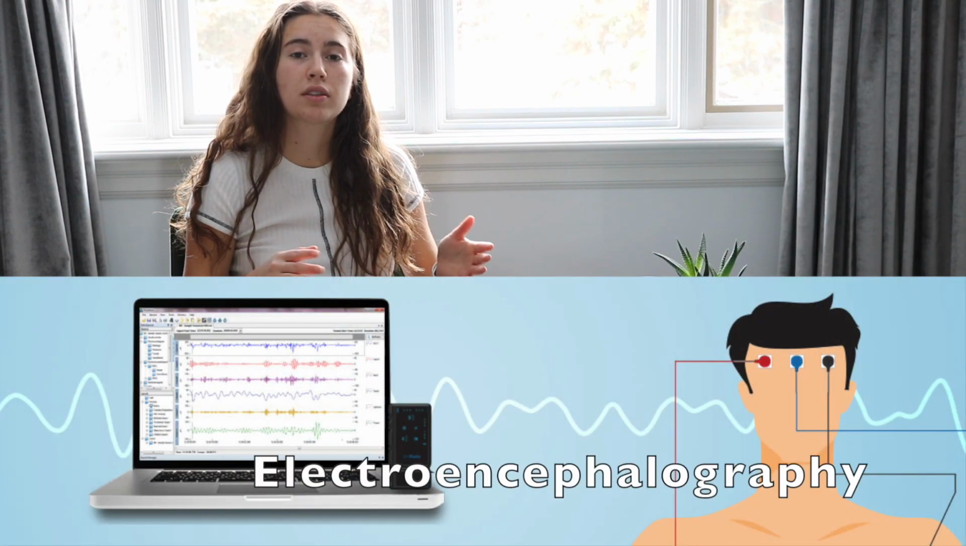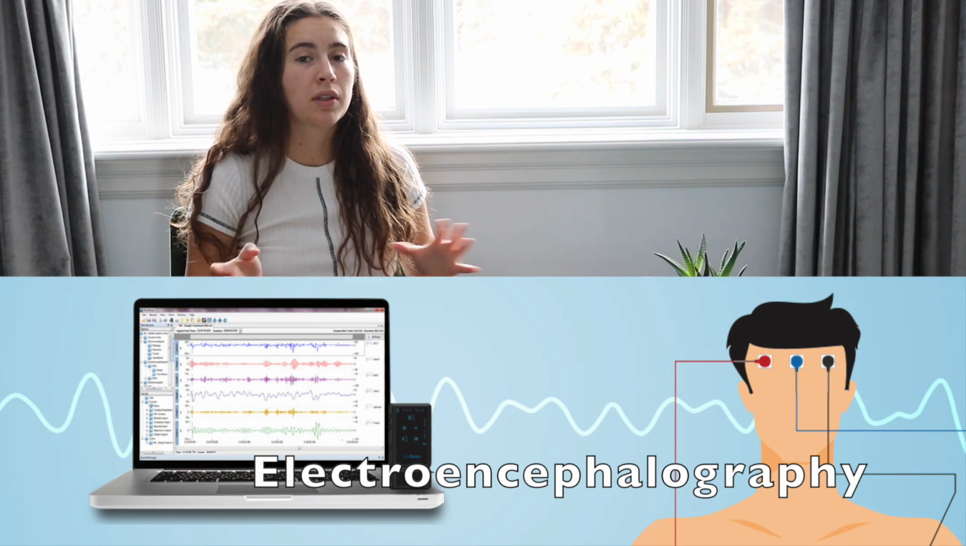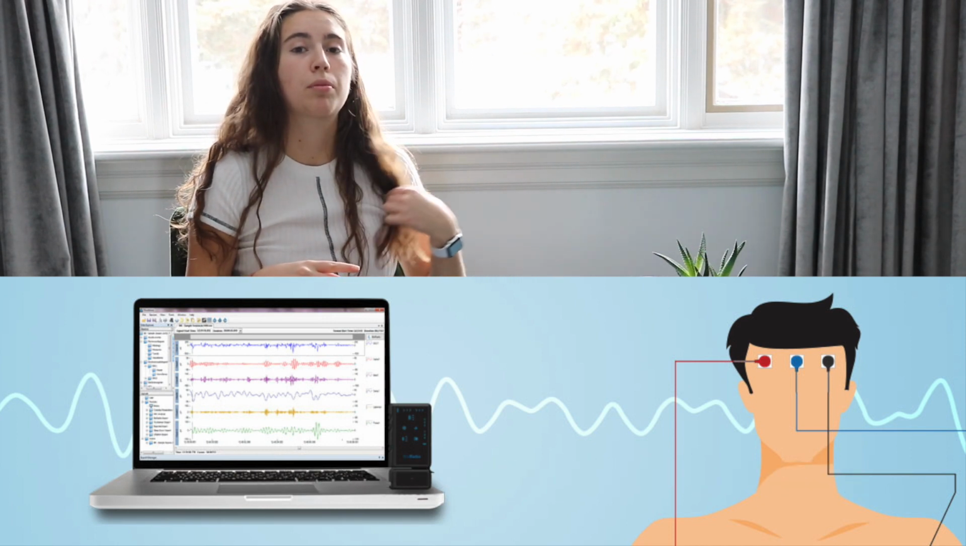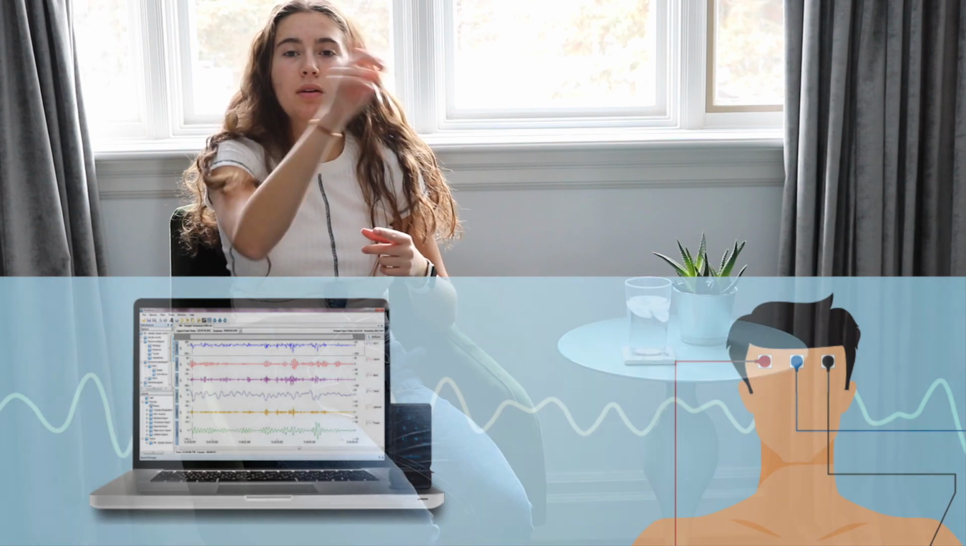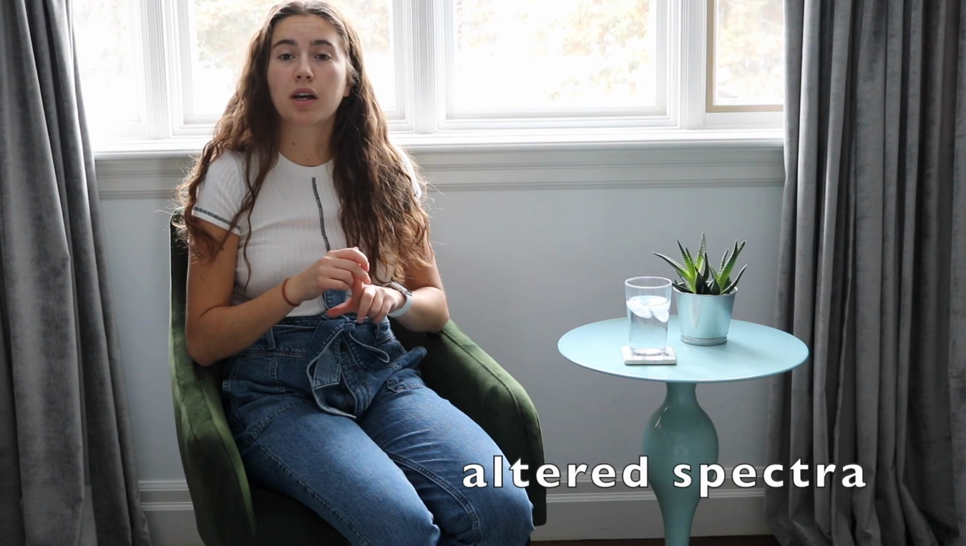Along with that, scientists have used EEG to detect concussions, which is electroencephalography. We've talked about electroencephalography a little bit in previous lectures, which you can find above. But basically what they see in concussed individuals is that there's changes in frequency and altered spectra of the brain waves within concussed individuals.